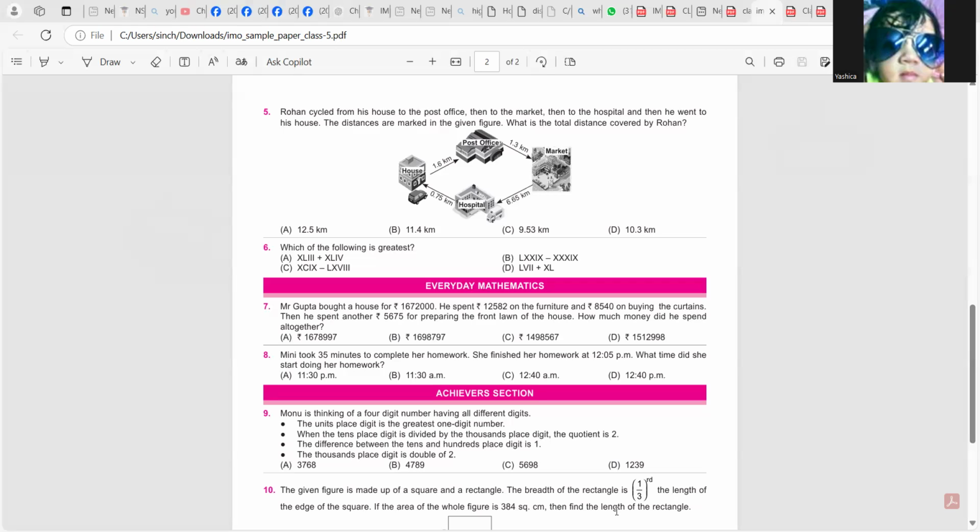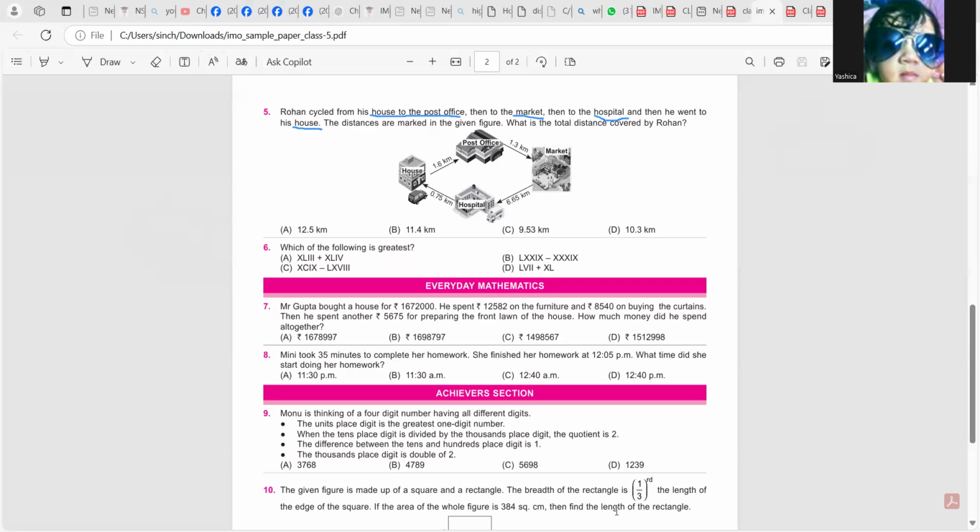Ma'am, it is option D, 10.3. Because, wait, let me change the color. Rohan cycled from his house to the post office, then to the market, then to hospital, and then he went to his house. So we need to find the total distance covered by Rohan.